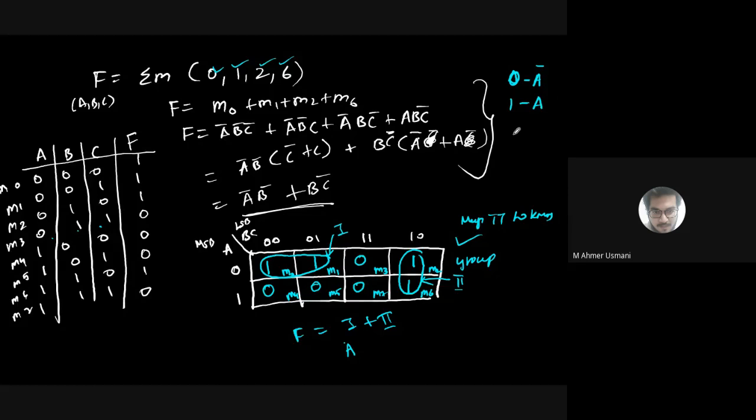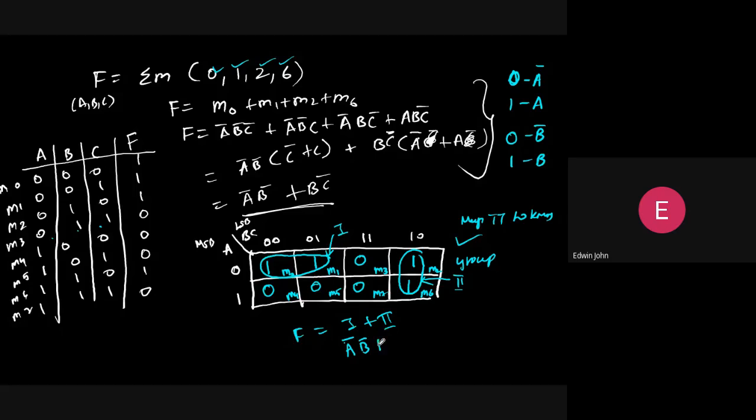Similarly, if b is 0, how will we refer to it? As b bar. And if b is 1, we will be referring to it as b. So here, the value of a is 0, what is the value of b? 0. Both values are 0. Here also the value of a is 0, what is the value of b? 0. Since both are 0, that means we are referring to it as a bar and b bar. Is this clear? Yes, sir.